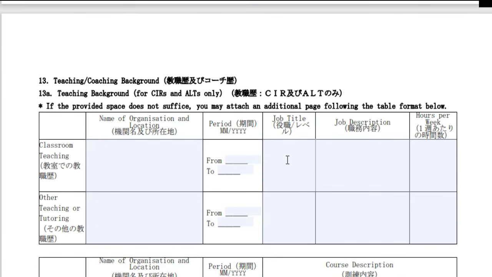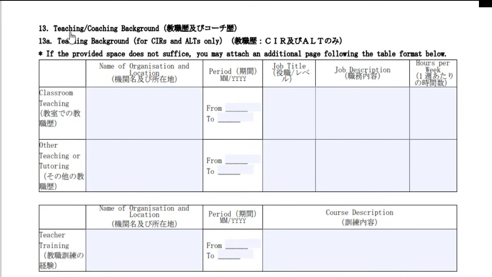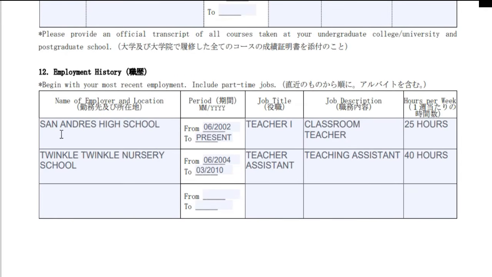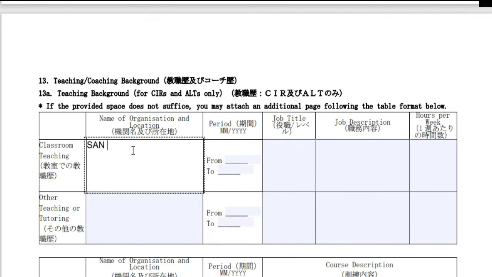Now let's go to number 13, teaching or coaching background. Again, if the provided space does not suffice, you may attach an additional page following the table format below. So classroom teaching, you were in a real classroom, like you were employed in a school. Name of organization or name of the school. If you already had here your employment history, San Andres High School, that's a classroom teaching experience, so you still have to write that here.